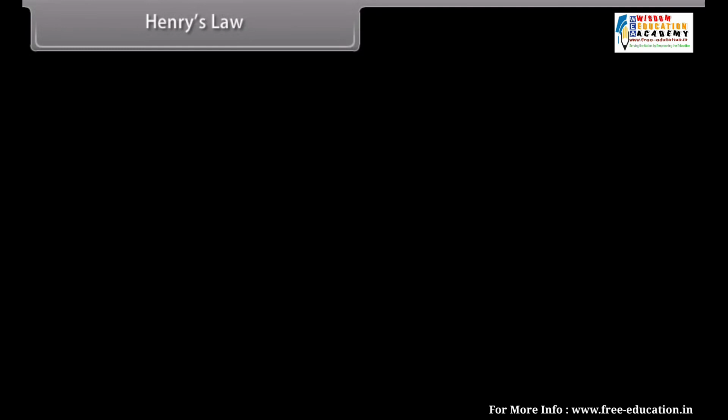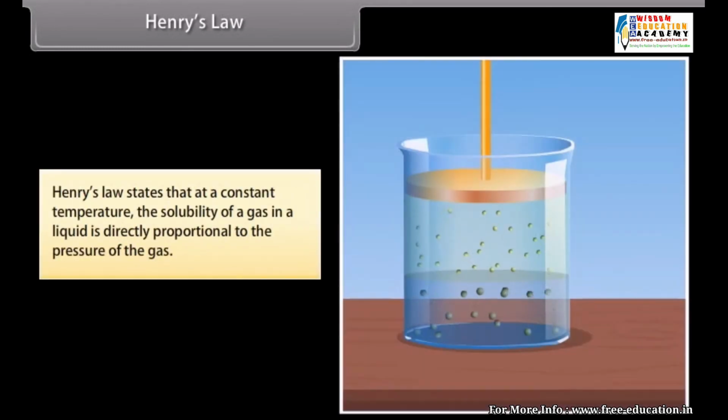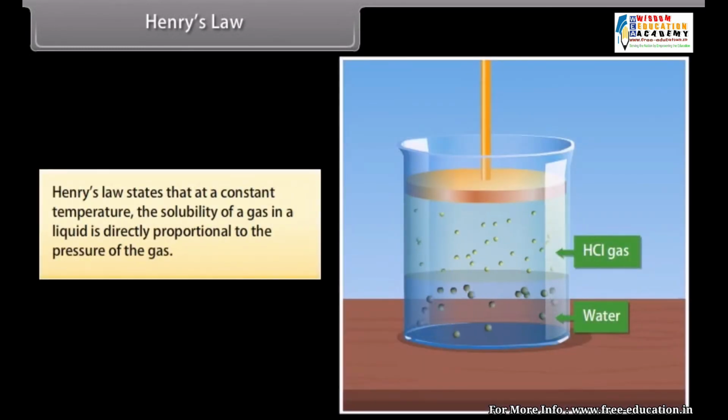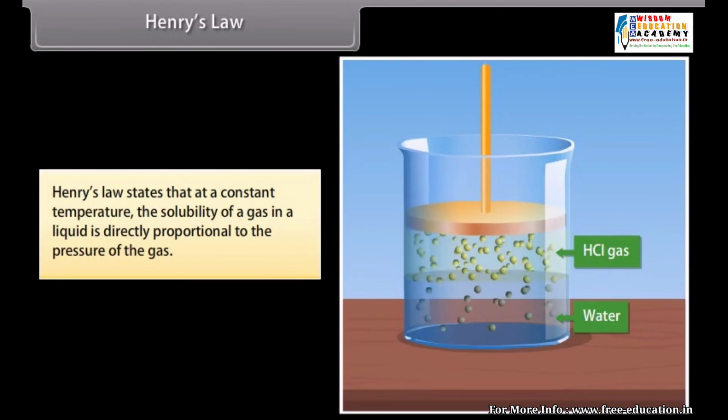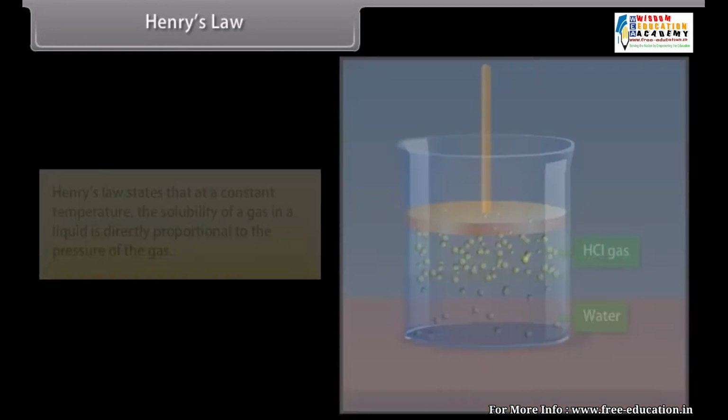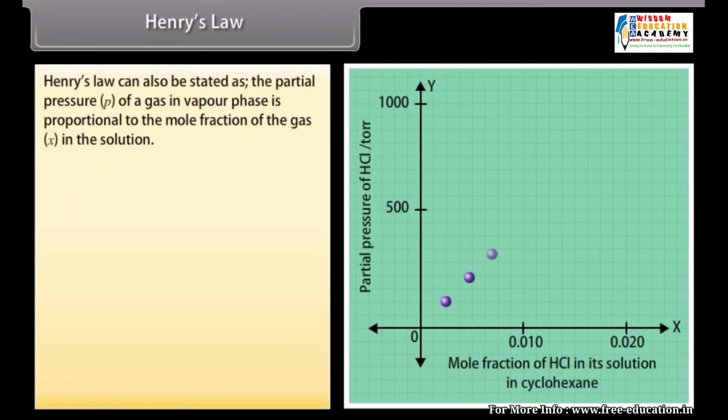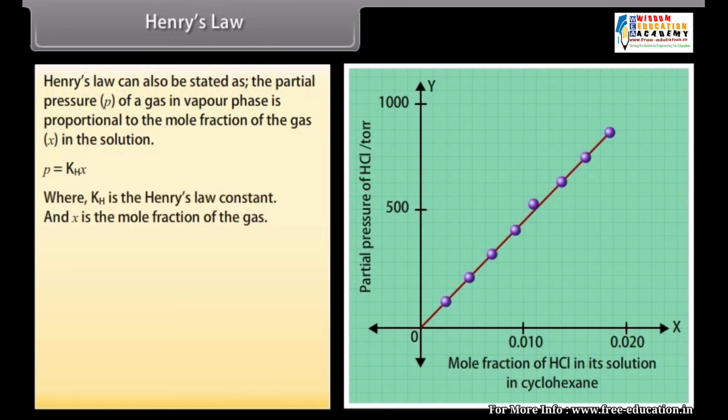Henry's law. Henry's law states that at a constant temperature, the solubility of a gas in a liquid is directly proportional to the pressure of the gas. Henry's law can also be stated as: the partial pressure of a gas in the vapor phase is proportional to the mole fraction of the gas in the solution. P = KH x, where KH is the Henry's law constant and x is the mole fraction of the gas.